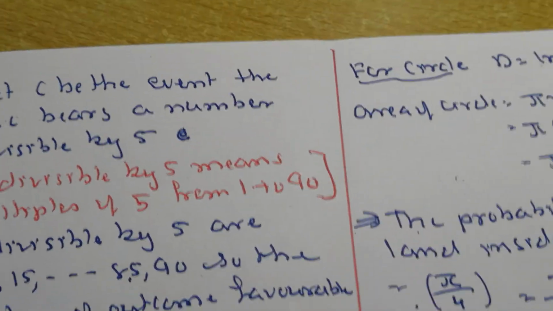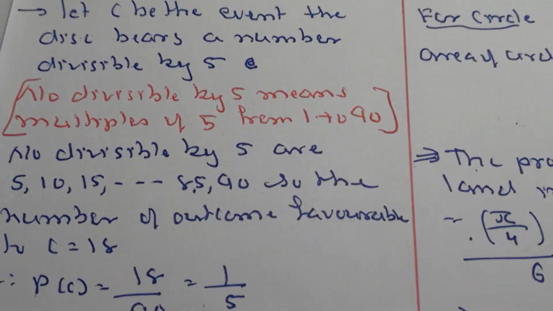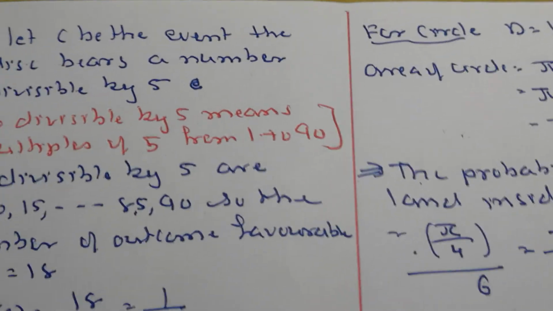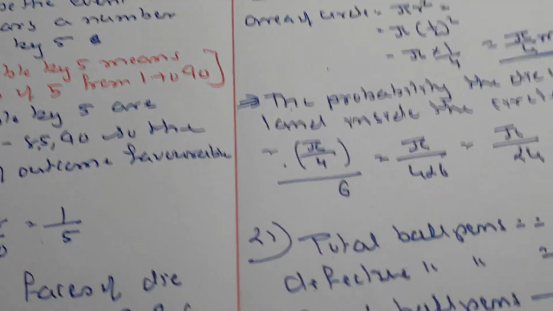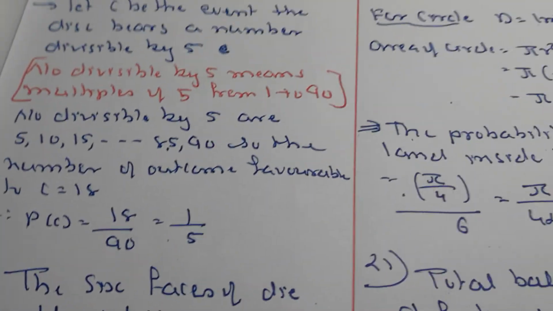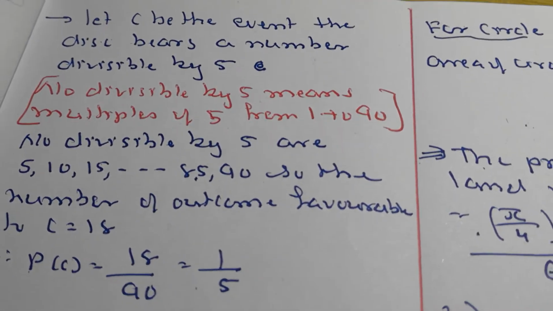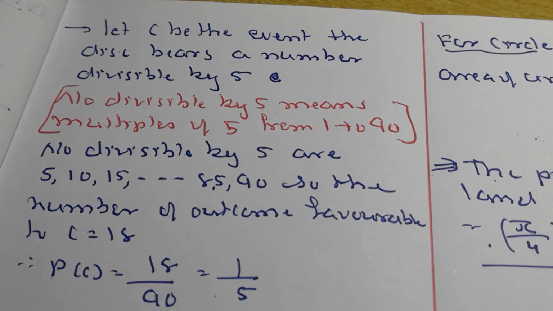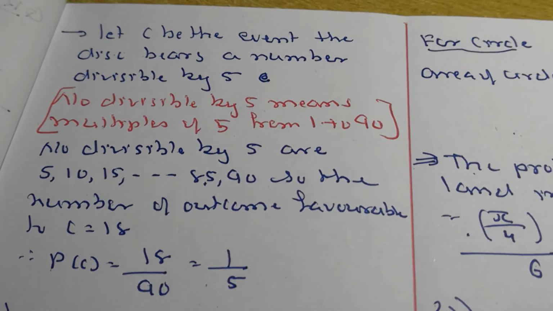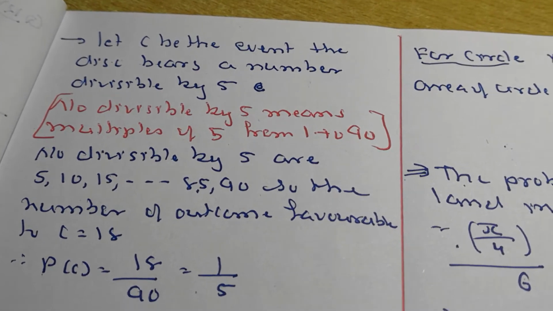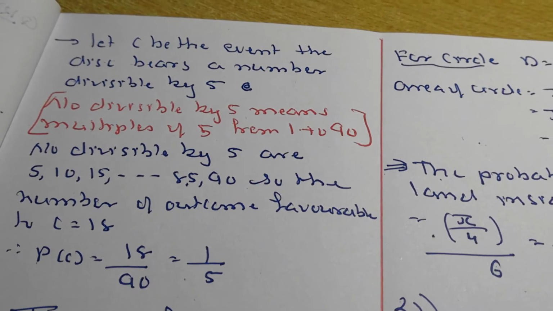Third question in the same one. Same question number 3, sub question number 3. Well, let C be the event that the disk bears a number divisible by 5. Dear friends, a number divisible by 5, in other words, we can say multiples of 5.